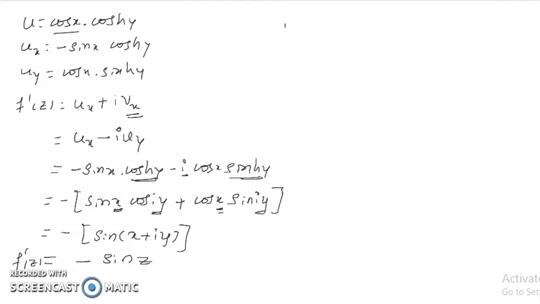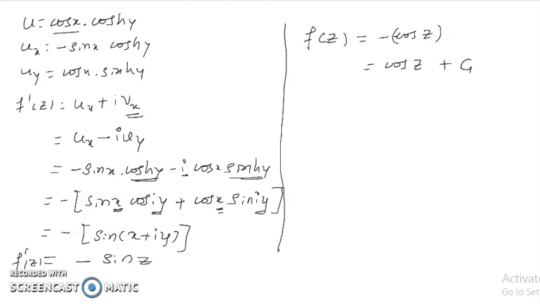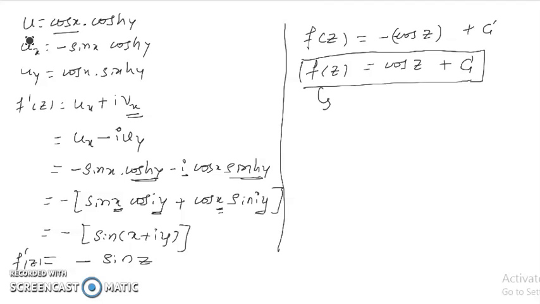Now we need to integrate this f dash of z with respect to z, so I am going to get f of z is equal to the integration of this sine, which gives minus cos z. The integration of sine is minus cos z, so minus of this minus gives plus cos z, plus the integral constant c we have to write with this. So f of z is equal to cos z plus c. This is the required analytical function. This is how we can construct it. Okay, thank you.